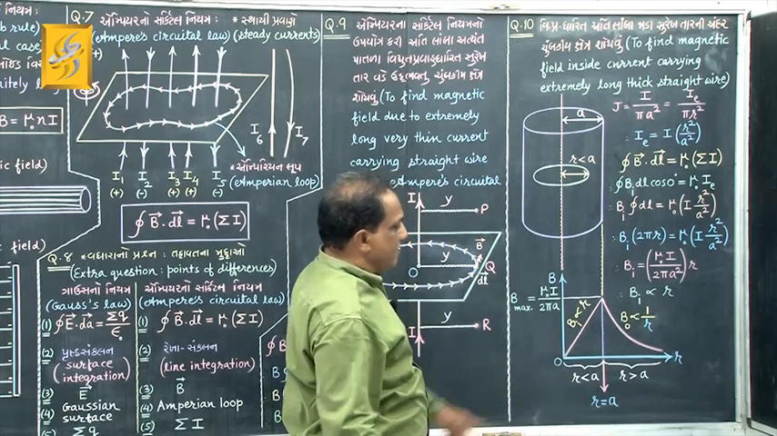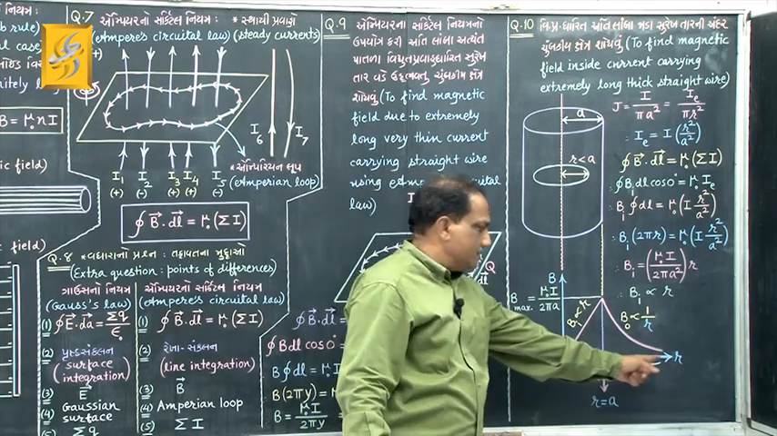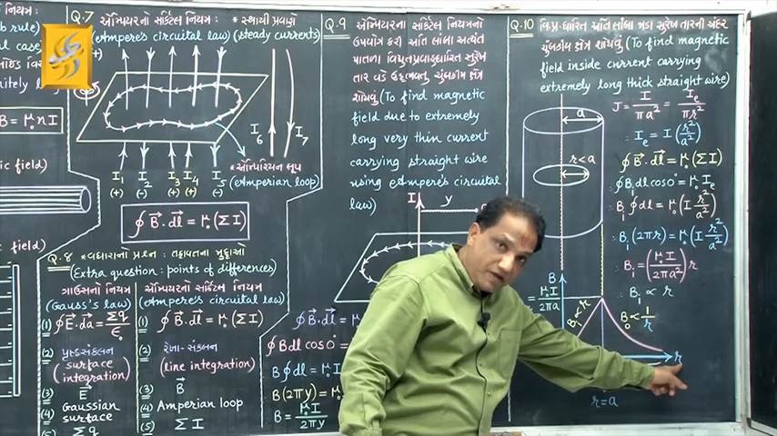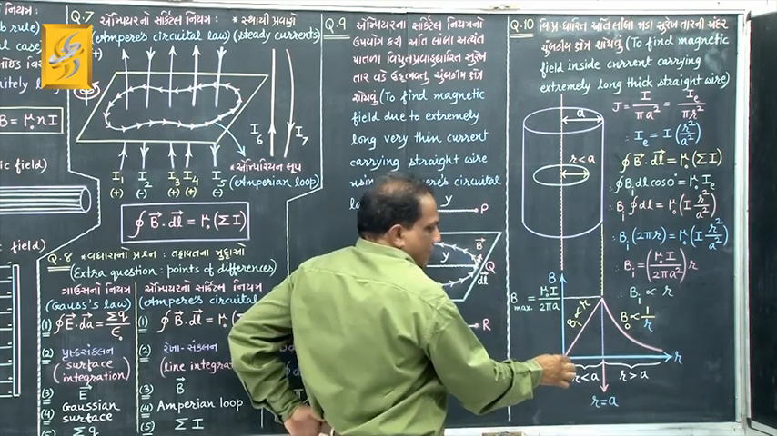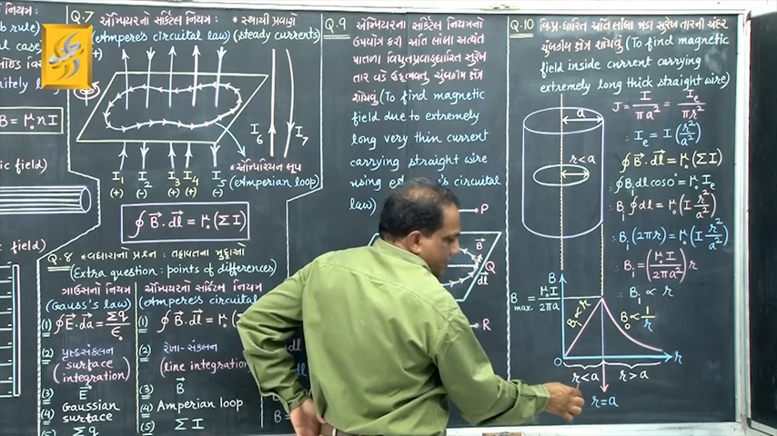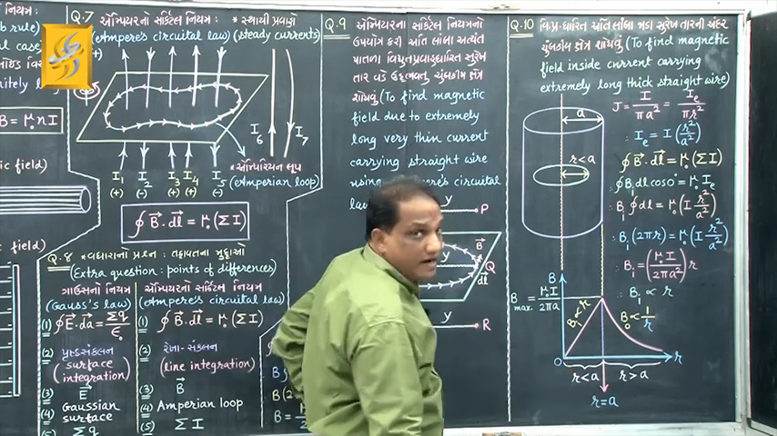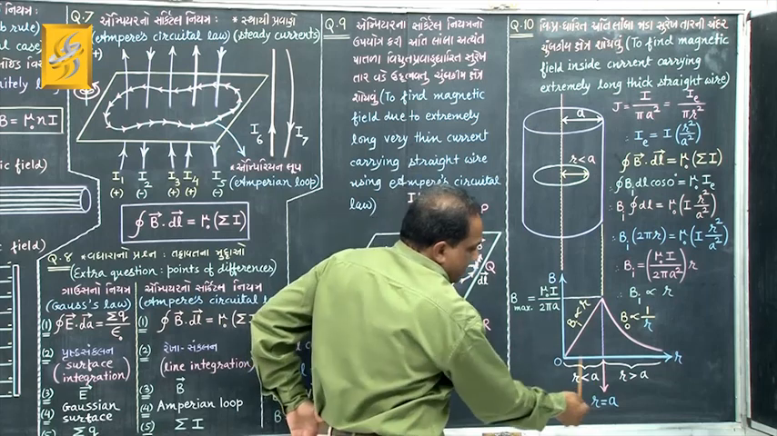Now, let us plot a graph of magnetic field versus distance from the axis of the thick wire. What is the nature of the graph? I am showing you. Come on. When you consider r less than a, you are inside the wire.